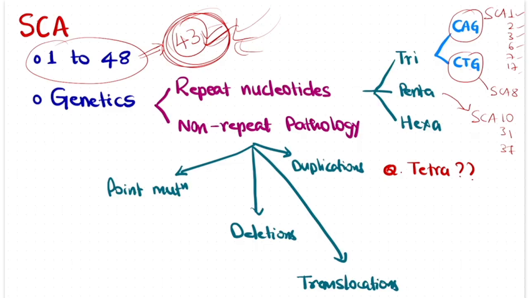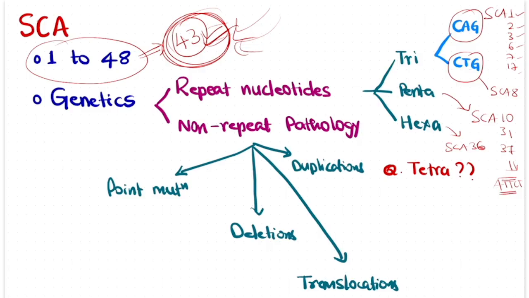What do you mean by penta? 5 nucleotides. For example, it can be ATTCT, like that. So these pentanucleotides will get repeated multiple times. Okay. Next, hexanucleotide repeat. Here 6 nucleotides will be there. The only SCA under this is SCA 36. Okay. So I will repeat now.